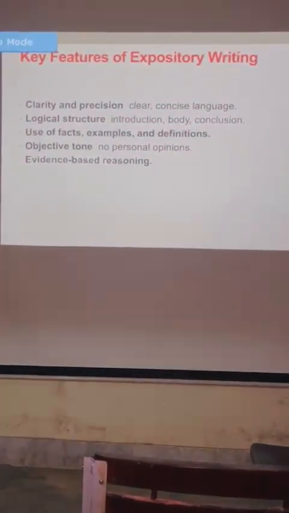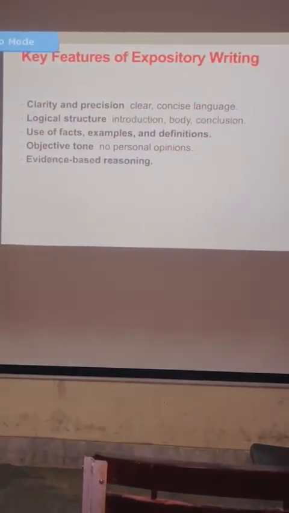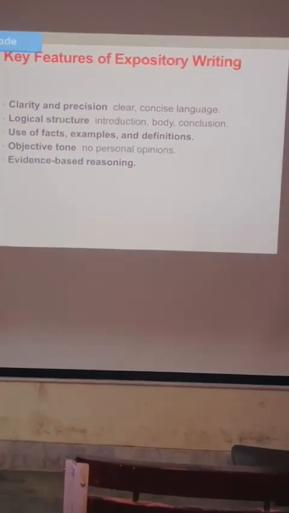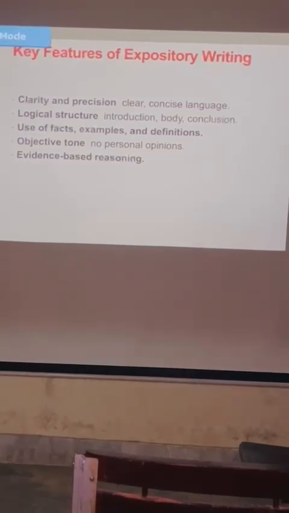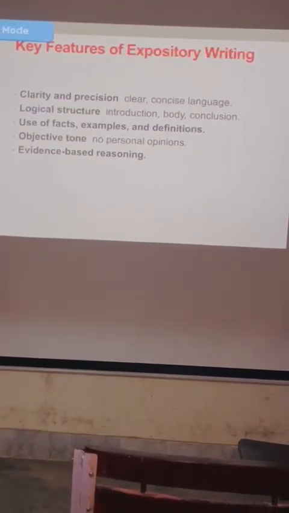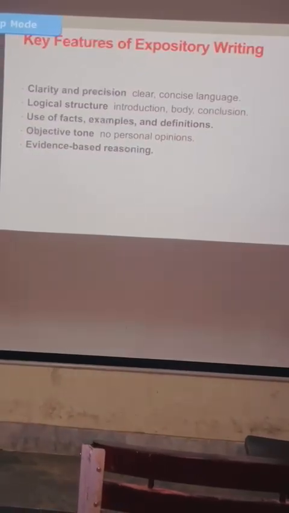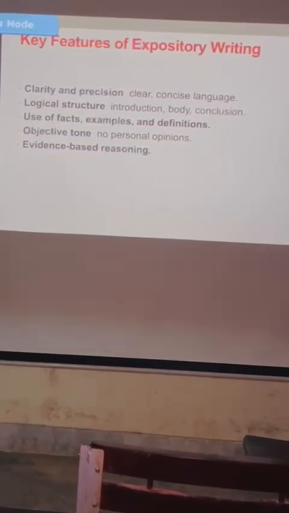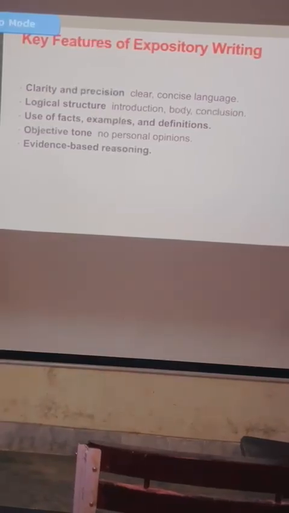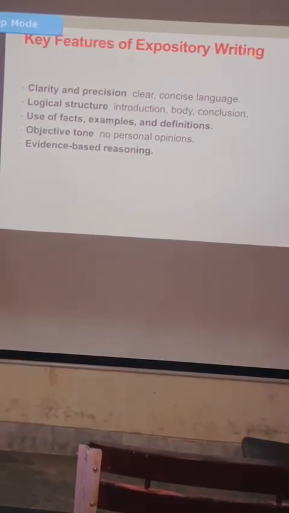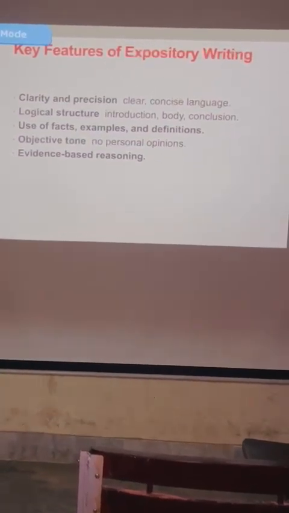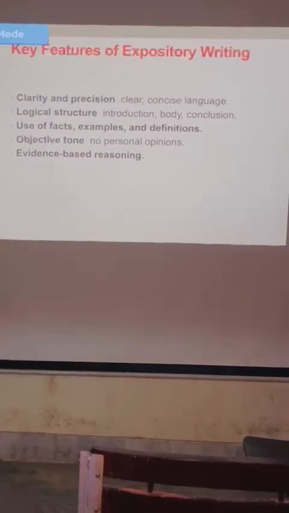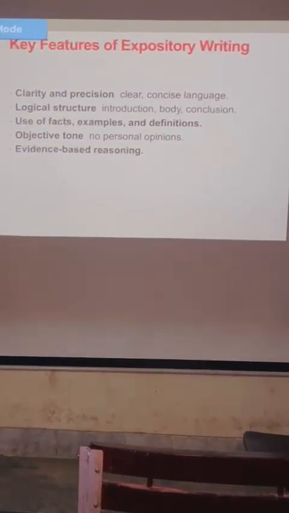Key features of expository writing. As we have explained, expository writing will be based on facts and figures. We are not taking into consideration opinions mostly when we are having expository writing. Clarity, and very briefly we are explaining things. Clarity, concise and precise language, clear language will be used in expository writing. Logical structure, cohesion and coherence. There will be a proper introduction in expository writing, then comes the body of expository writing, then comes the conclusion of expository writing.